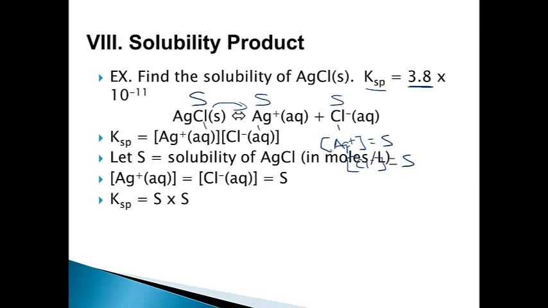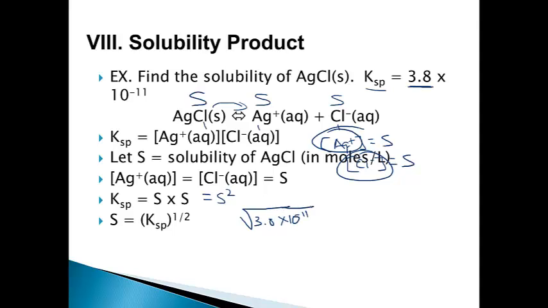So substituting in S for the Ag plus and the Cl minus, we get S times S is equal to the KSP. So that is basically S squared, right? So S is equal to the square root of KSP, or KSP to the 1/2. All you need to do then is take the square root of 3.8 times 10 to the negative 11th, and that will give you the solubility. That should come out to be 6.2 times 10 to the negative 6.